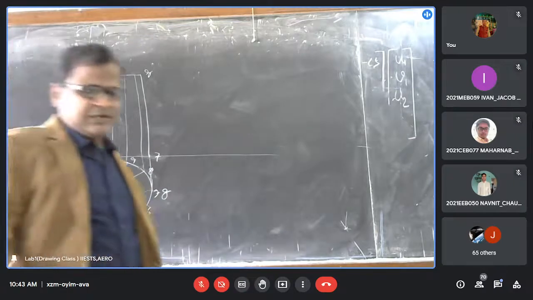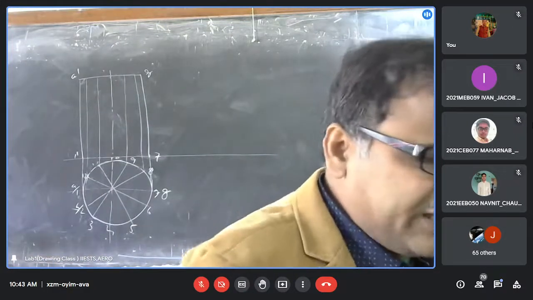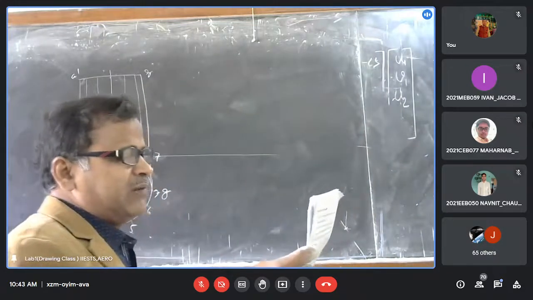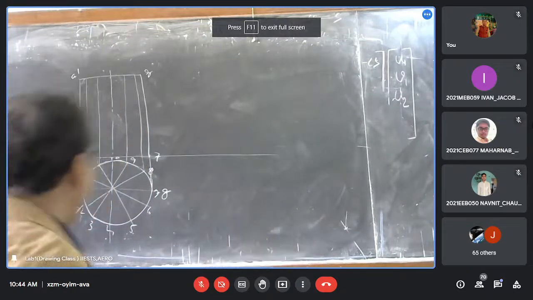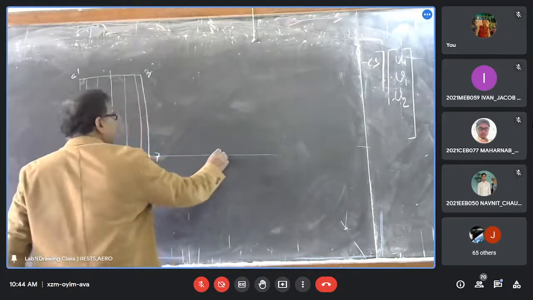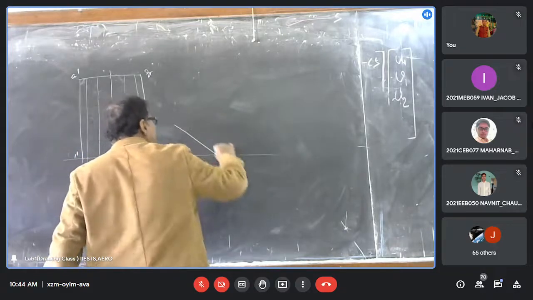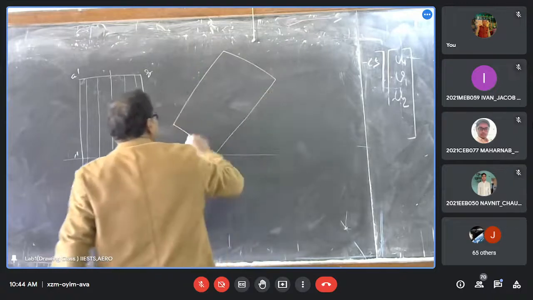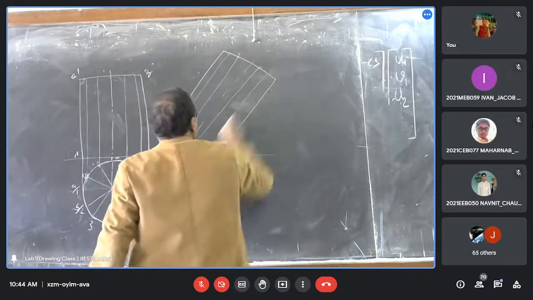Then, what is it telling in your problem? It is telling base 50 millimeter, height 60, resting on a circular rim on HP, and base inclined at 30 degree with HP. This one point on the base, we consider as 7. So just this is 7, make a 30 degree angle for the base, and copy this rectangle. Center line, and copy this rectangle. Okay.